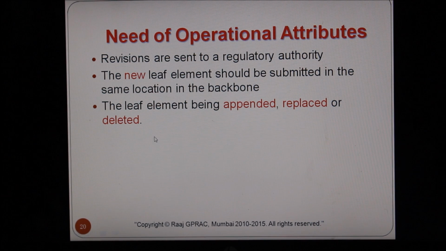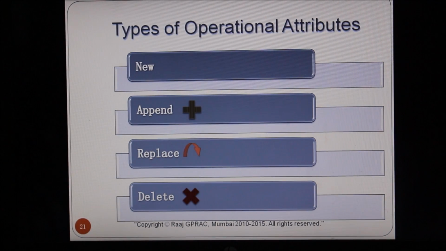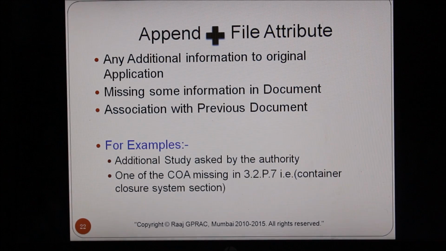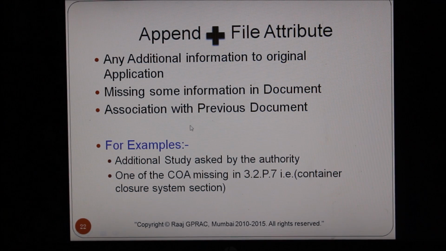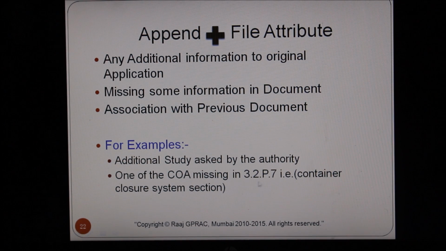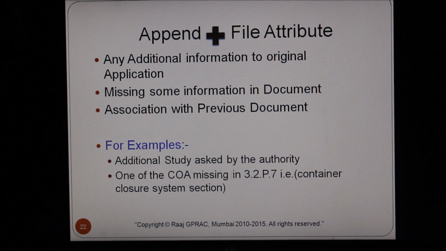Now let us talk about the need of operational attributes. There are always 4 attributes: new, append, replace and delete. So how does it work? Append means adding any information to the original application, or providing missing information in a document, or association with a previous document. For example, an additional study asked by the authority, or one of the components is missing in 3.2.P.7, that is container closure system.